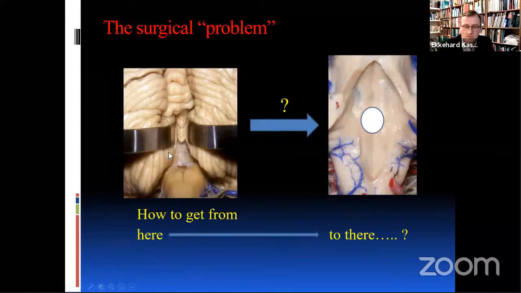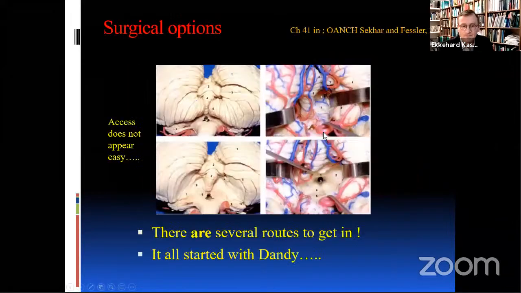How do you get from this midline exposure in a cadaveric dissection to inside the ventricle to tumors filling the fourth ventricle? So there are a number of surgical options, and access does not appear easy. If you look at a cadaveric lab without the vessels, it's not so intimidating, but putting in all the vasculature, you may get somewhat worried. And early on, people have thought about what's the best way to get into the fourth ventricle. And it again started with Dandy, who has really pioneered a lot of surgical approaches.